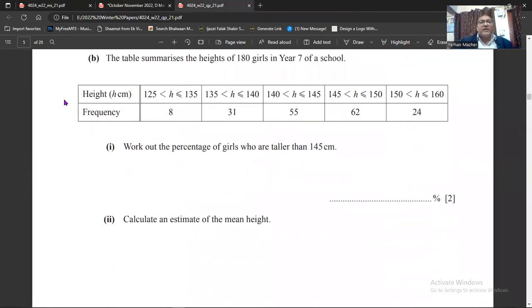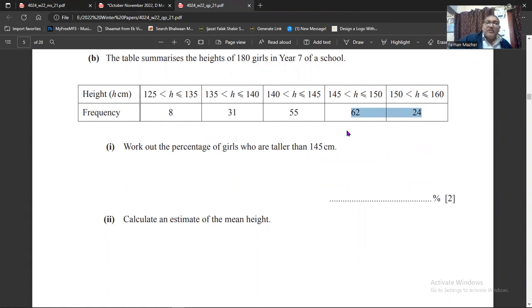Okay, question number 2, B part. The table summarizes the height of 180 girls in the year 7 of a school. Work out the percentage of the girls who are taller than 145. So taller than 145 is 62 and 24. If you look at here, more than 145 are these. So 62 and 24. So we have to tell the percentage.